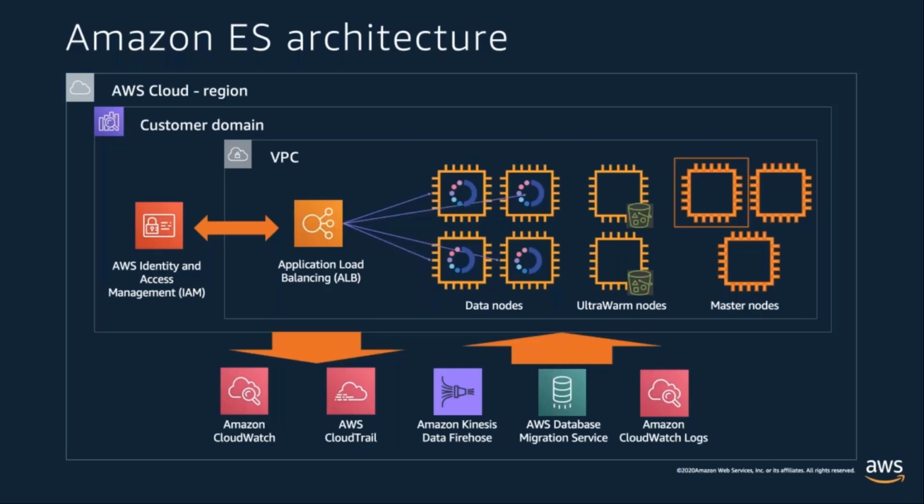So when you use Amazon Elasticsearch service, you deploy what we call a domain. You use a configuration API that's going to tell us what you want to deploy, and then we go and deploy all of this hardware and software on your behalf as a Amazon Elasticsearch service domain.